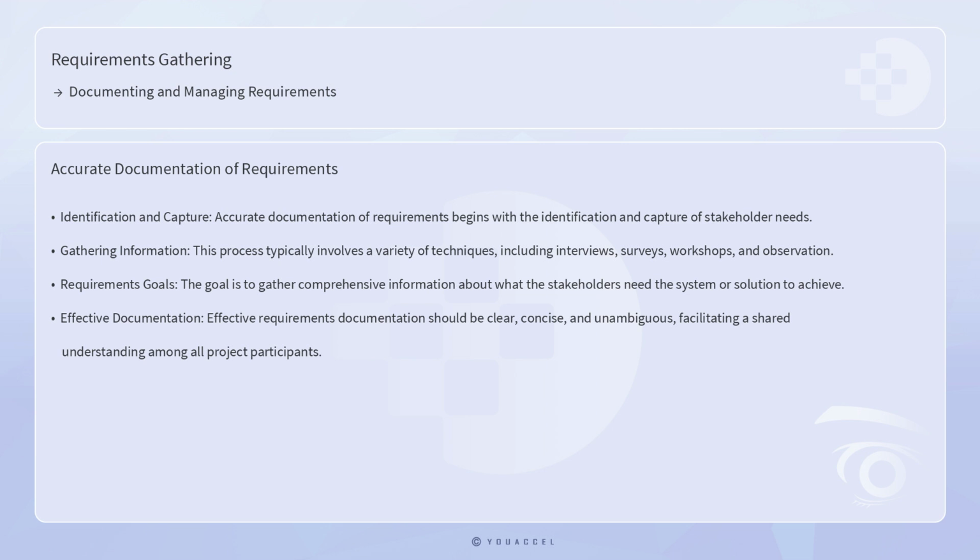According to Wiegers and Beatty, effective requirements documentation should be clear, concise, and unambiguous, facilitating a shared understanding among all project participants. It is essential for the requirements document to serve as a reference point throughout the project lifecycle, guiding development, testing, and validation activities.